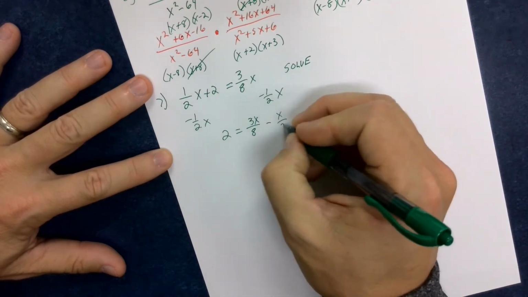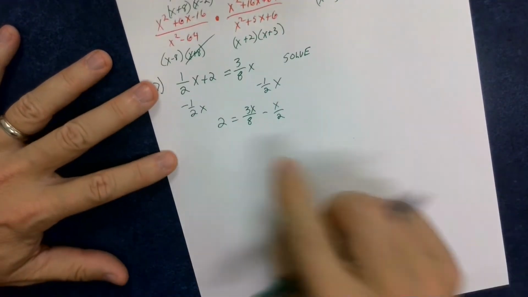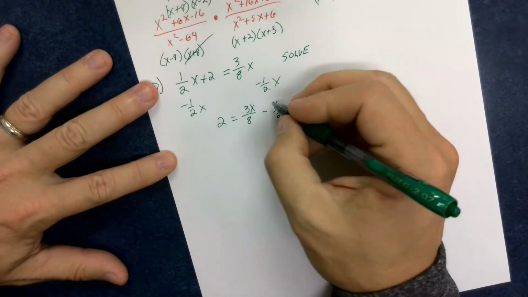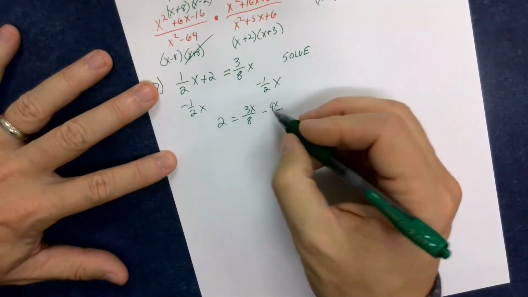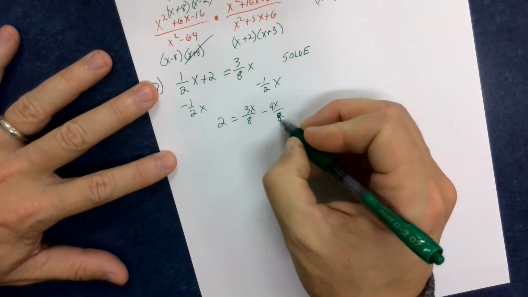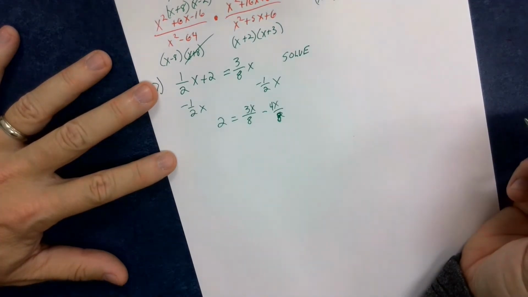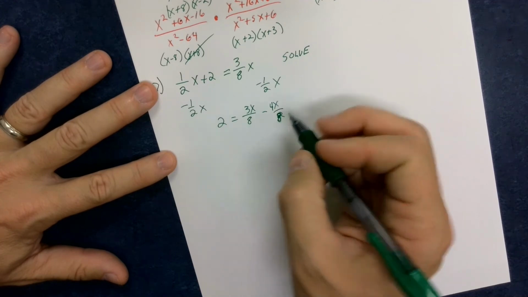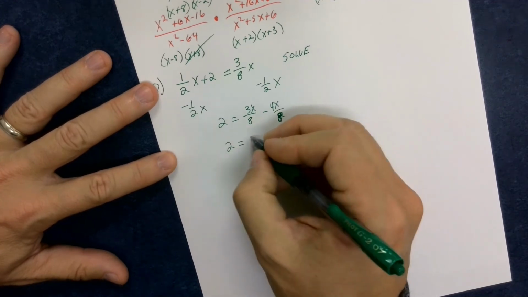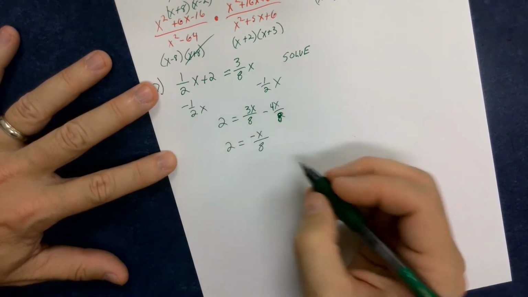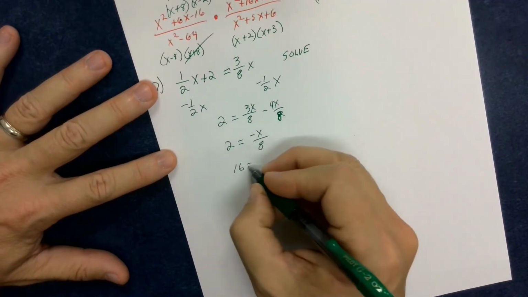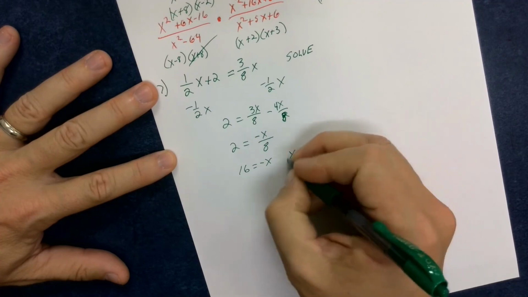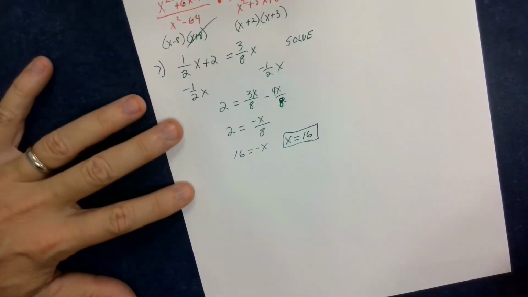So step number 1, I'm going to move this 1/2 x over. So now I get 2 equals 3/8 x, or 3x over 8, whether you want to put that x on the top or side by side, that's fine, minus x over 2. So I want common denominators here. I could multiply top and bottom of this by 4. So that'd be 4x over 8, right? x over 2 is the same as 4/8 x. So now I have 3x over 8 minus 4x over 8. So 2 is equal to negative x over 8, times 8. 16 is equal to negative x. x equals positive 16. So that's solving for that one.